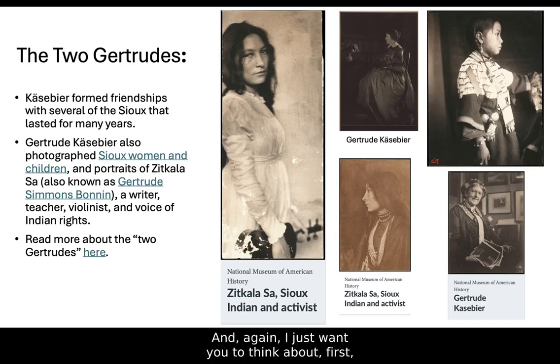And again, I just want you to think about, first, in the 1890s, what it was like to be a woman photographer. So this is very unusual that a woman would have her own business in the same way that Gertrude Kasebier did. Gertrude Kasebier was very supportive of other women becoming photographers and running their own business. And then for Kasebier to reach out to this group of others, the Native American Indians, and to want to photograph them was also just very unusual.